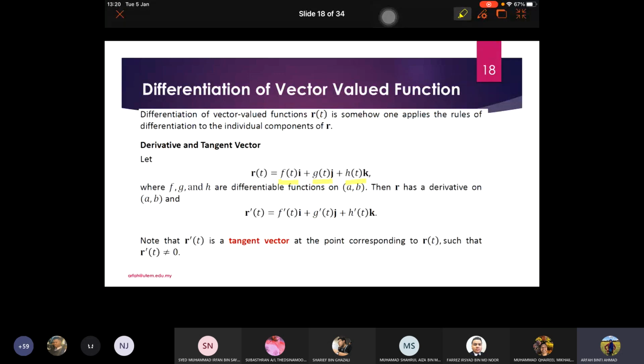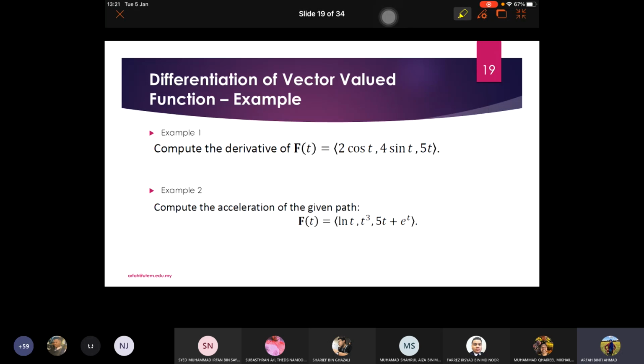So, nak dapatkan derivative of vector r, f, g and h are differentiable function on a and b. So, r has a derivative on a and b if each component on f, g and h tu kita boleh bezakan. Okay. So, r prime t, derivative of vector r, akan sama dengan f prime t i plus g prime t j plus h prime t k. So, this is the first order derivative of the vector function. So note that the derivative of vector r is a tangent vector, okay, at the point corresponding to r(t) such that r prime t does not equal to zero. Okay, so dia punya derivative akan dapat tangent vector. So example.